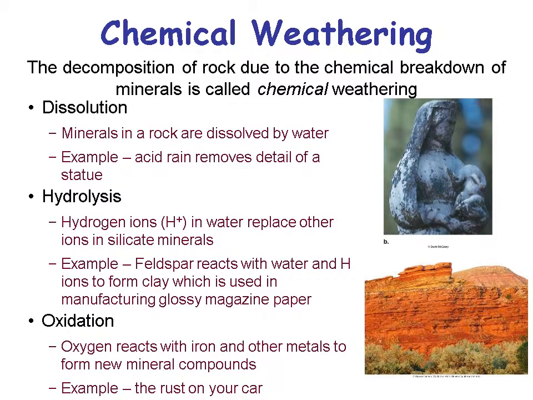Then hydrolysis is where hydrogen ions in water replace the other ions of silicate minerals. An example is when feldspar reacts with water, the hydrogen ions form clay. So you take feldspar, and feldspar reacts with water. The hydrogen ions replace the silicate, and so it gets to be soft. And one use for that clay is glossy magazine paper. So there's use for that clay. It's just not hard like feldspar.